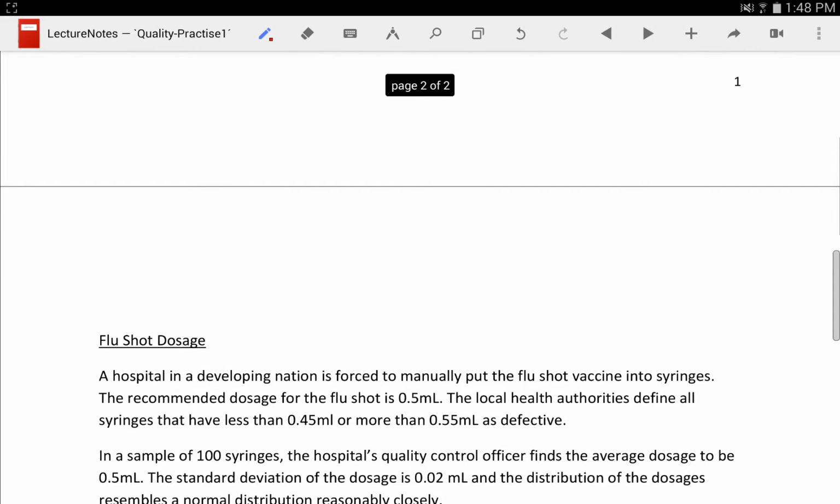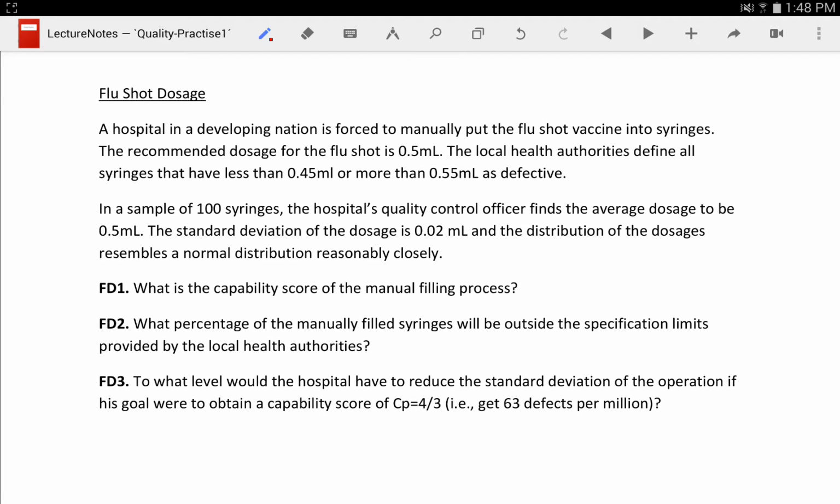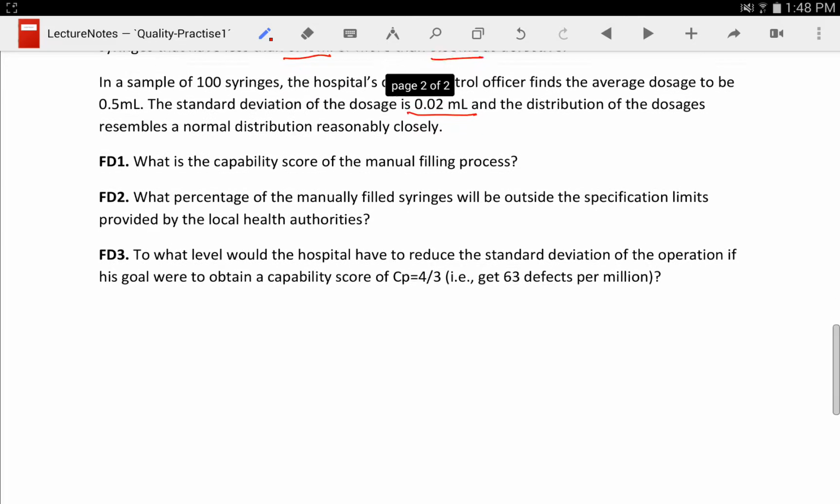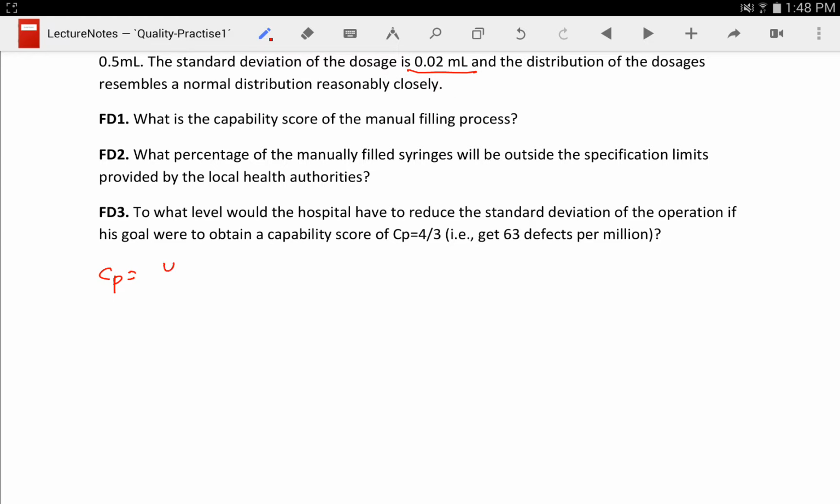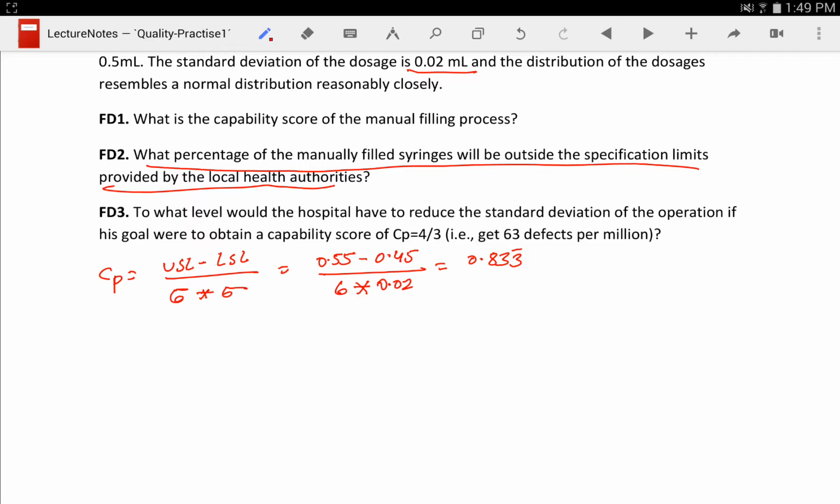It was easy. Alright, the next question is, in this hospital, the upper specification limit is 0.55, the lower specification limit is 0.45, and the standard deviation is 0.02. The question asks, what is the CP? Well, CP is the upper specification limit minus the lower specification limit divided by 6 sigma. So 0.55 minus 0.45, divided by 6 times 0.02, comes out to be 0.833.